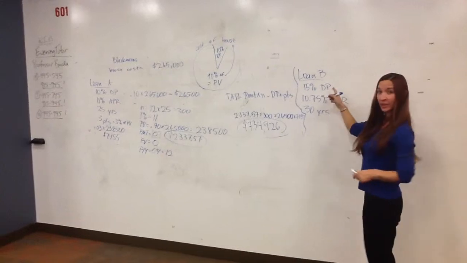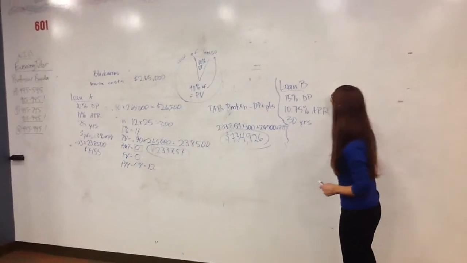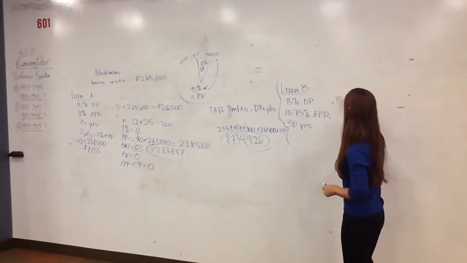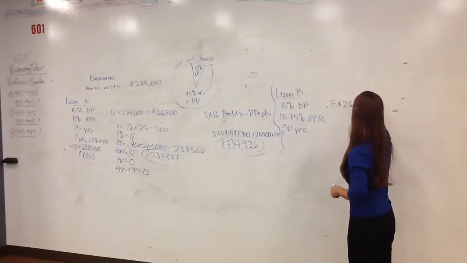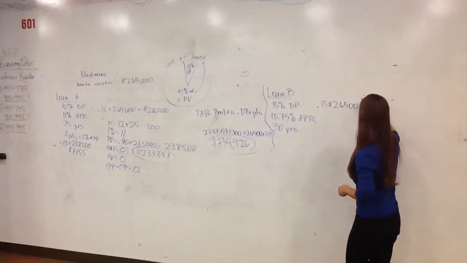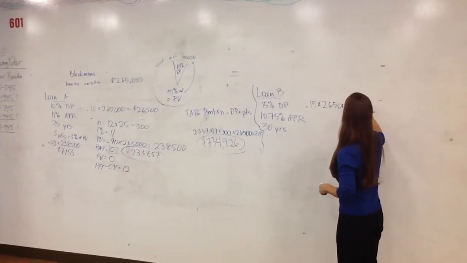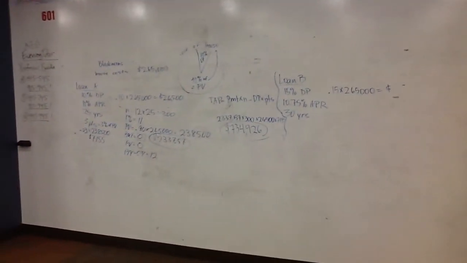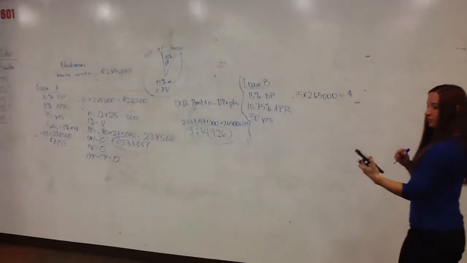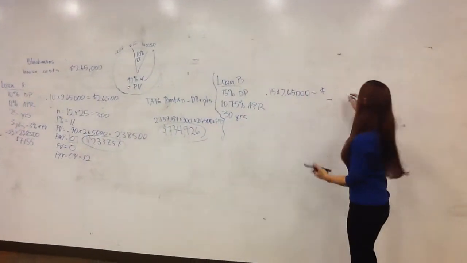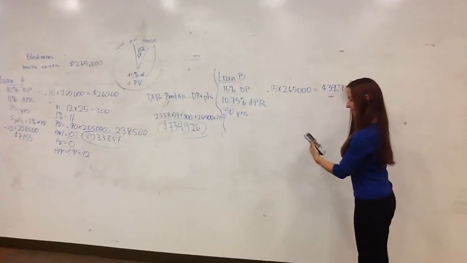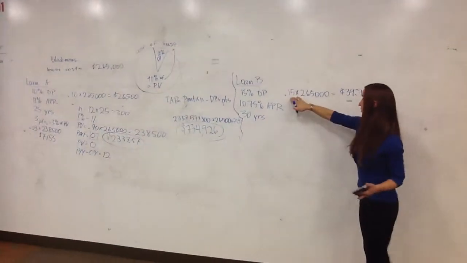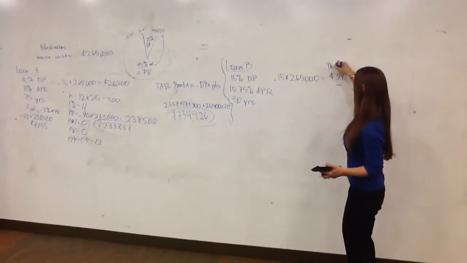So, for loan B, to find the 15% down payment, we're gonna take the decimal equivalent of 15%, which is 0.15, and multiply that by the cost of the house, which is $265,000. And would you please type that into your calculator and let me know what you get? Okay. I get $39,750 is the 15% down payment amount.